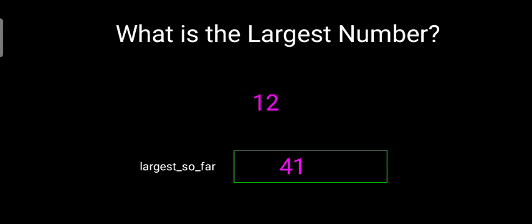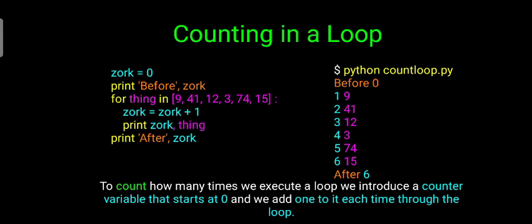Next we get 12, and which one is the largest? 41, of course, so no change in the value. Then we get 9, no change in the value. Then we get 74. Here we clearly see 41 is smaller and 74 is the largest, so we have to replace the value. And at the end of the loop, we get the maximum number.